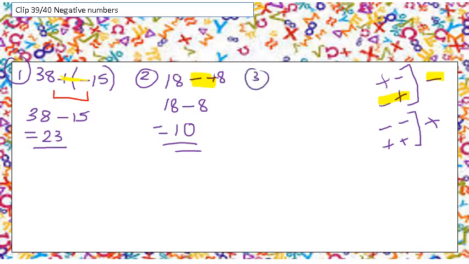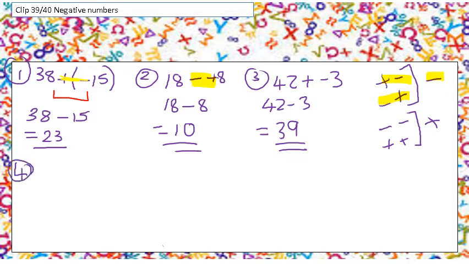Third question. So if you've got 42 plus minus 3. It's like this one but the other way around. If you go over to the rules, plus and minus together means it's going to be a minus. So same thing again, we're going to go 42 minus 3, and that is 39. Okay, so all those are for clip 39 on negative numbers.